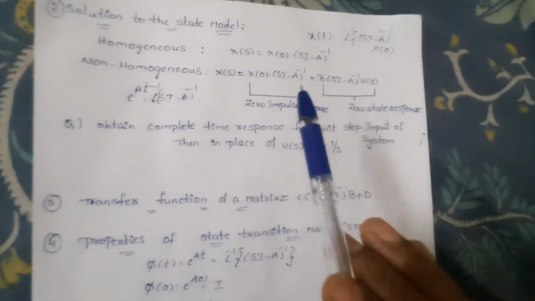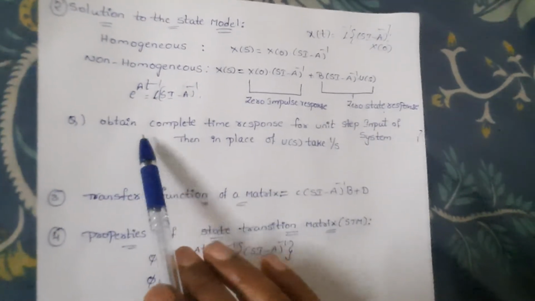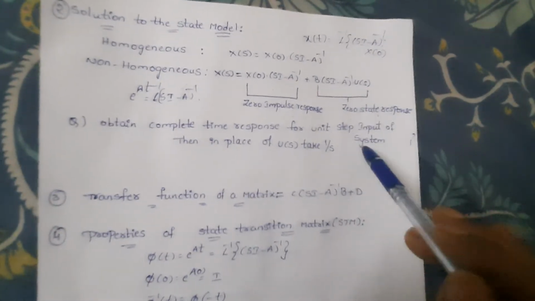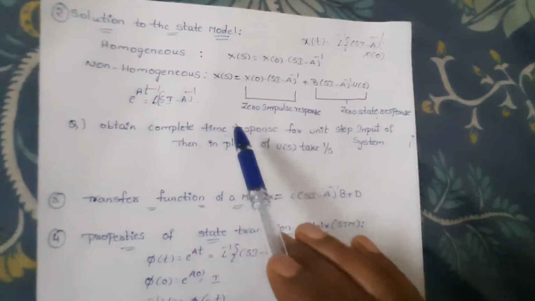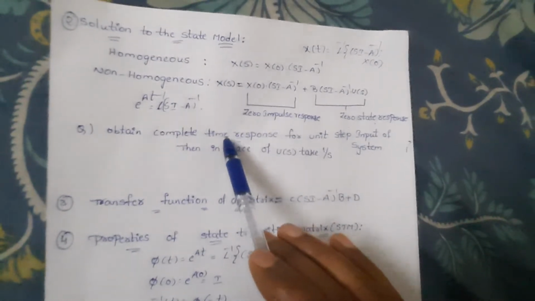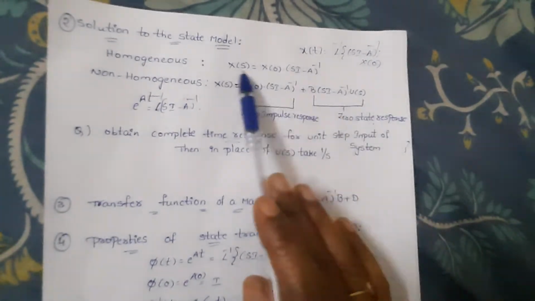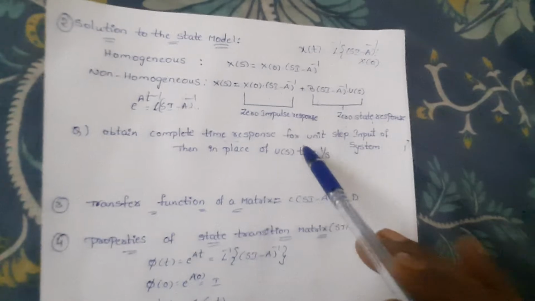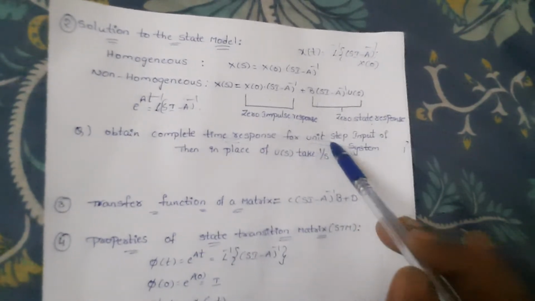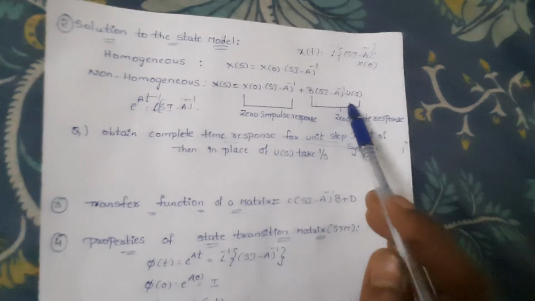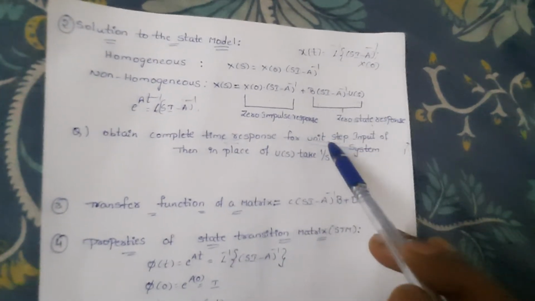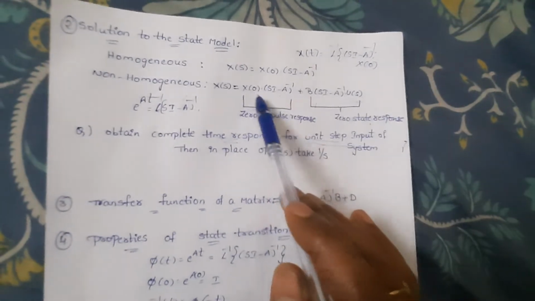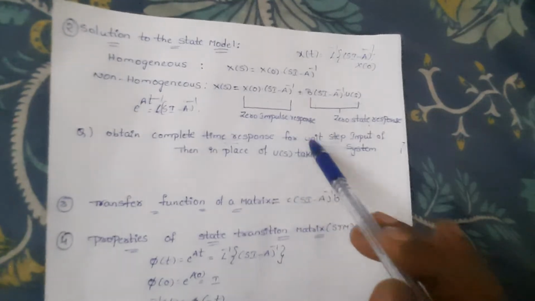The point here to remember is that if in the question he asks to obtain the complete time response for a unit step input of the system, then you have to determine the complete time response, which means this is the complete time response, that is, you are going to do the non-homogeneous system. And what he asked is a unit step input, so whatever he has asked here, you should replace in place of U(s). As he asked for a unit step, you should replace U(s) with 1/s. This term won't change.